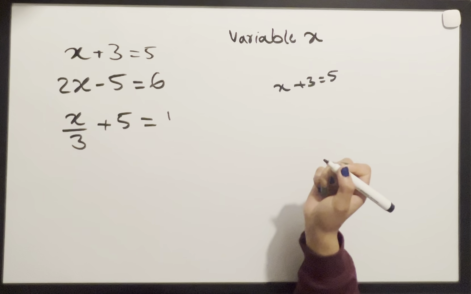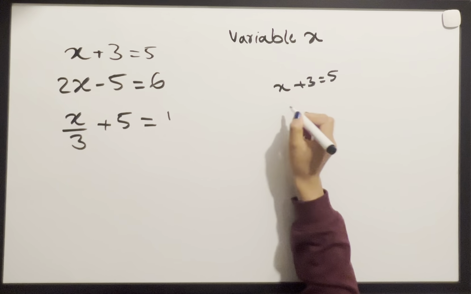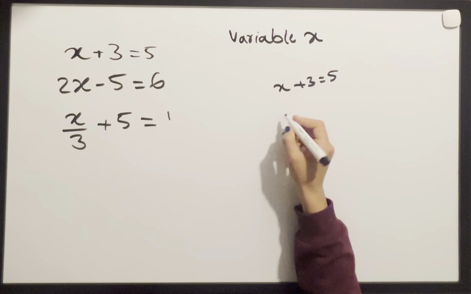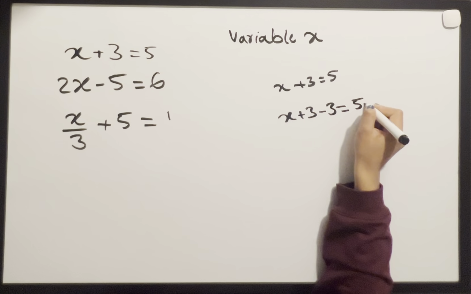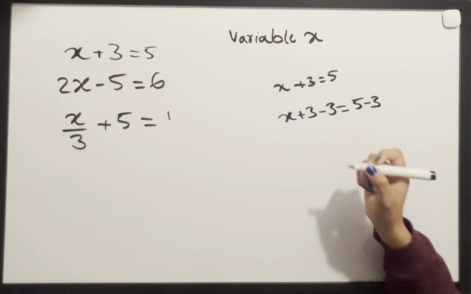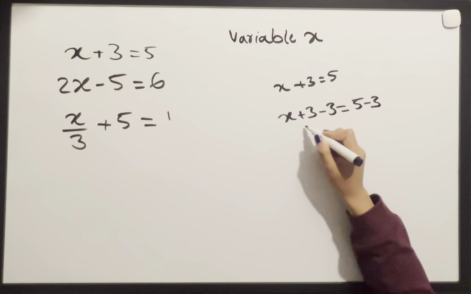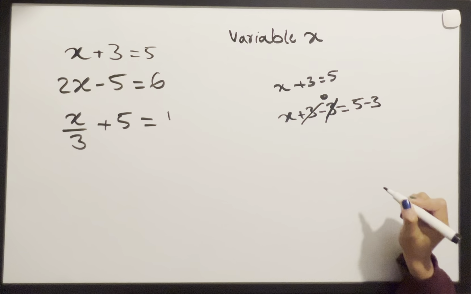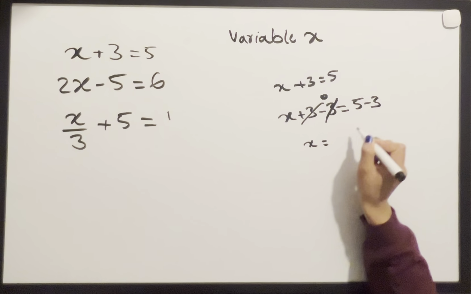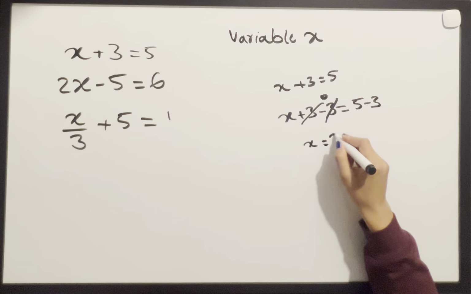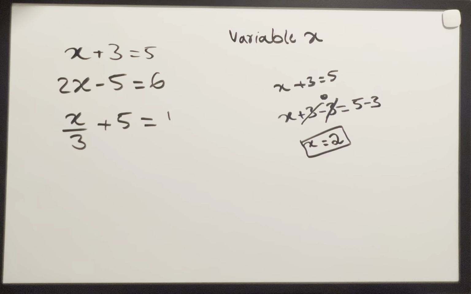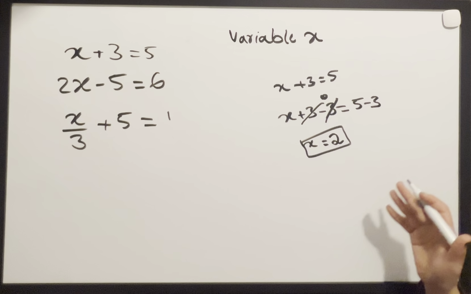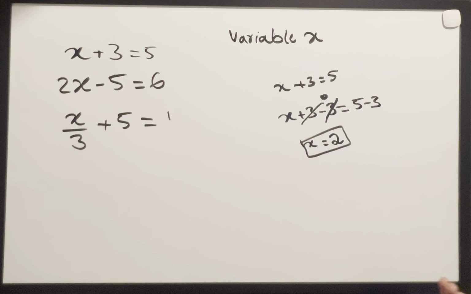So as I said before, I'm just gonna subtract 3 from both sides of the equation. So x plus 3 minus 3 equals 5 minus 3. Okay, so as we know, plus 3 and minus 3 give you 0, and x is equal to 5 minus 3, which is 2. Easy peasy. This question was really easy, and I picked this one intentionally because I wanted to make it easier. The first one should always be easy. So yeah, x is equal to 2.